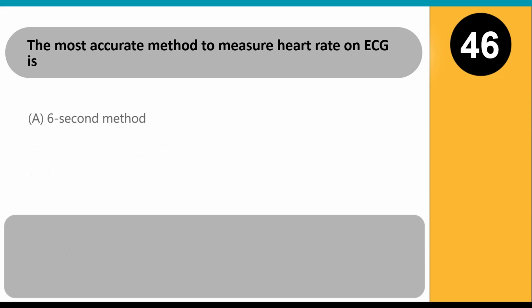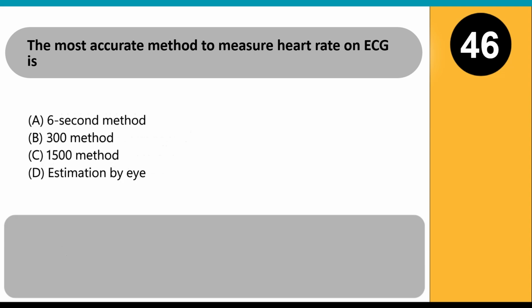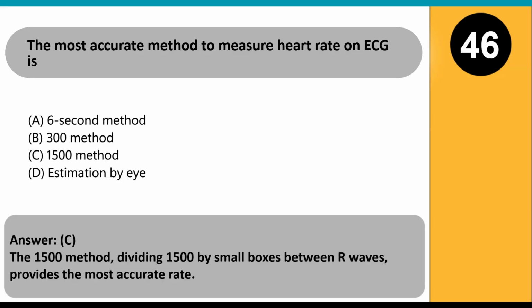The most accurate method to measure heart rate on ECG is: A. 6-second method. B. 300 method. C. 1500 method. D. Estimation by eye. Answer C. The 1500 method, dividing 1500 by small boxes between R waves, provides the most accurate rate.